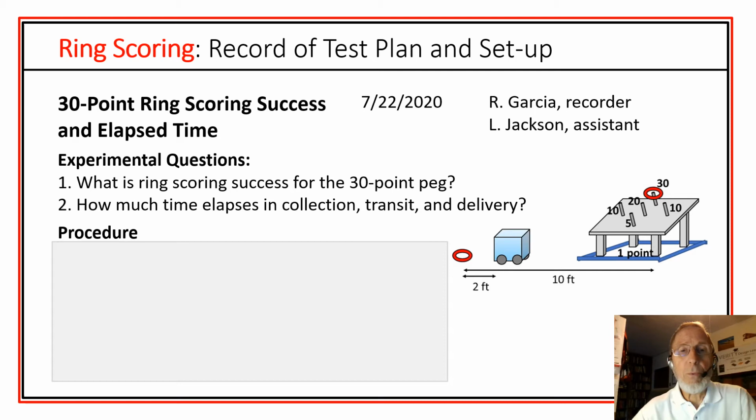Well, the first one would be, what is the ring scoring success for this 30-point peg? And the second one, how much time is required, or how much time elapses in the scoring? And you might want to break that down into the different steps in scoring. In this case, time for collection of the rings, transportation across the field, and then actual delivery onto the peg. So these two questions then guide what we're attempting to learn from this test. We develop a procedure then.